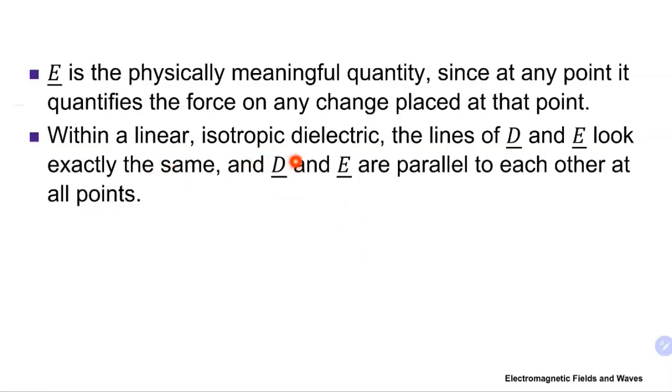So within a linear isotropic dielectric, the lines of the electric flux density look exactly the same as the electric field. They are parallel to each other at all points. Okay, the difference is that there's just a scale factor between them, epsilon_r epsilon_0. But if you look at the field lines, they look exactly the same.